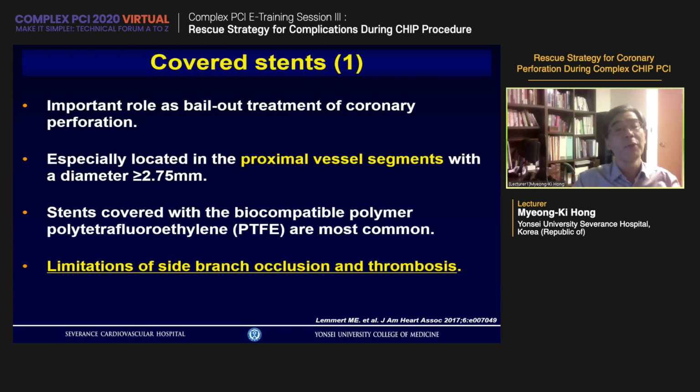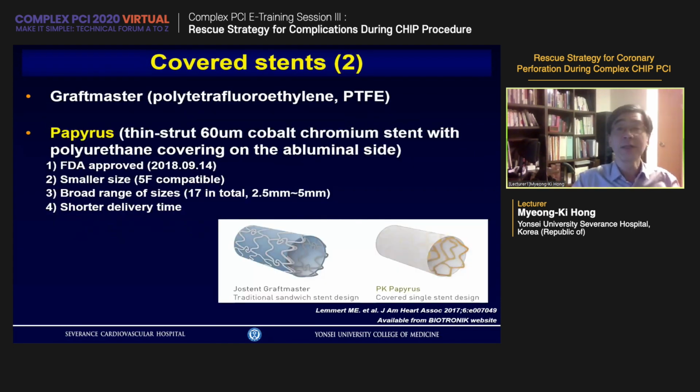Actually, this stent was covered with a biocompatible polymer, polytetrafluoroethylene. The limitation of the covered stent was side branch occlusion and the occurrence of stent thrombosis within the stent. There are two types of covered stent.